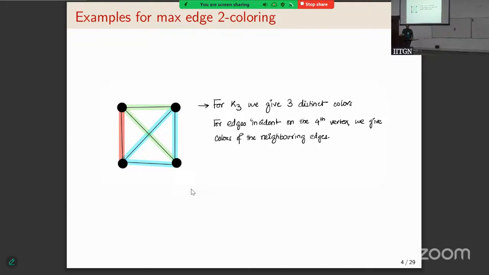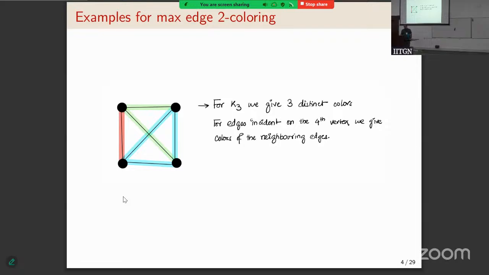So the incident edges on vertex 4 would be forced to be given the colors shared by the other neighboring vertices, because already at any vertex in K3, we have the 2-color condition satisfied. Like already at this vertex, red and then some blue. At this vertex, 2 new colors are there. At this vertex, there are 2 new colors. So this 4th vertex has to share neighboring colors. So for K4, the optimal number of colors would also be 3.